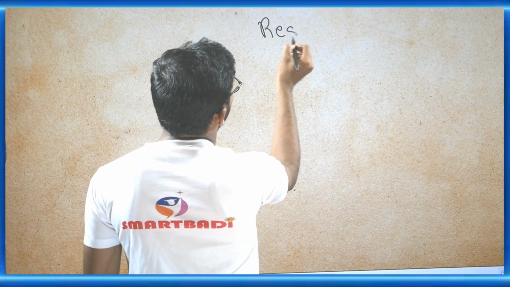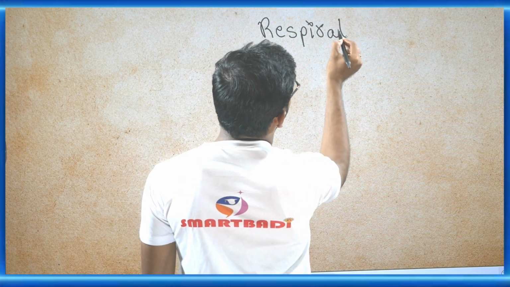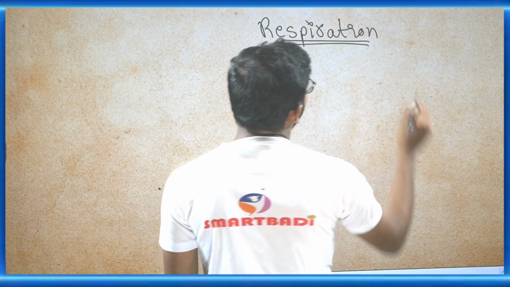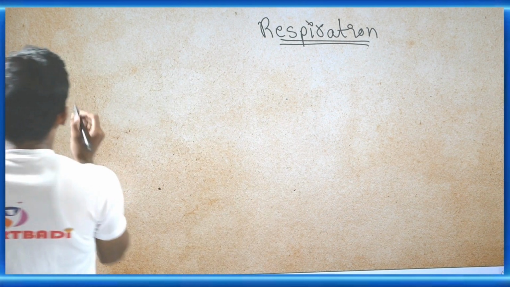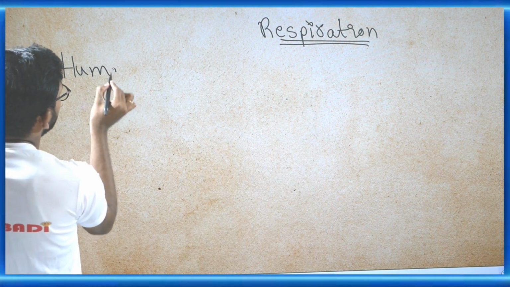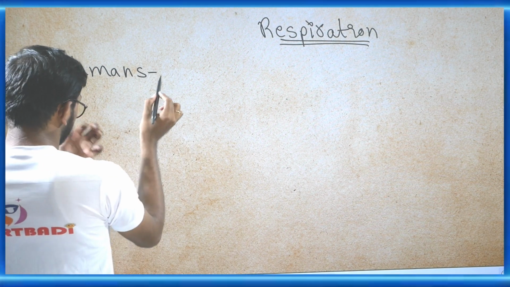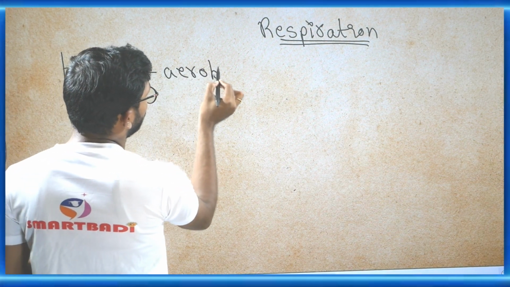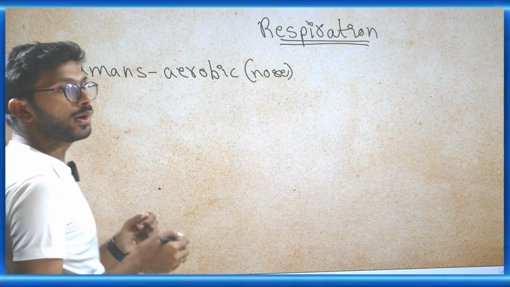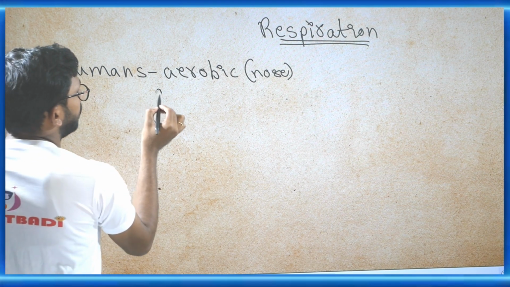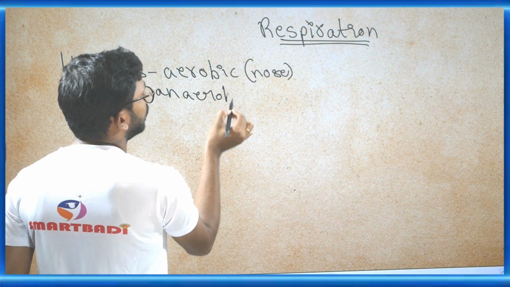In today's class, let's discuss respiration. Before, for 3 to 4 classes, we have been discussing respiration. But in today's class, we are going to learn about respiration not only in human beings, but also how it occurs in other organisms. Till now we have discussed humans. In humans, it is aerobic respiration, which occurs with the help of the nose. Apart from that, we have also completed anaerobic respiration. These are the topics we have discussed till now.